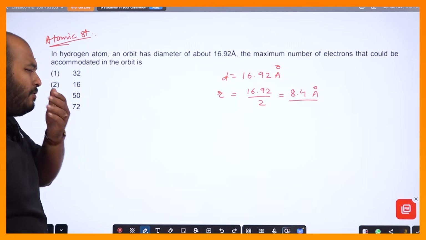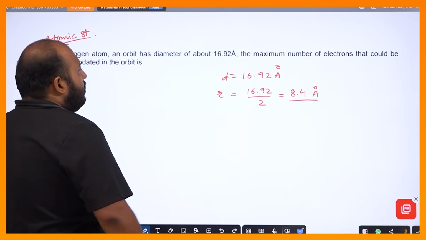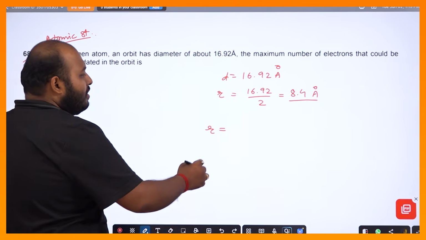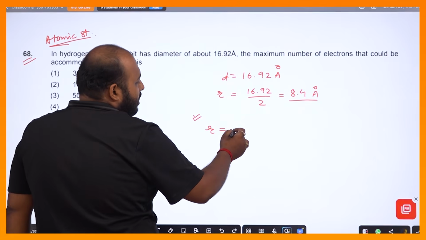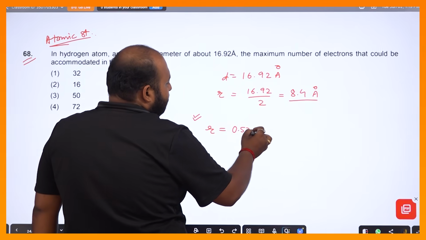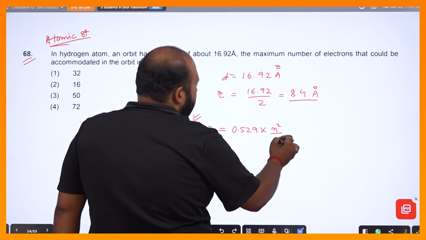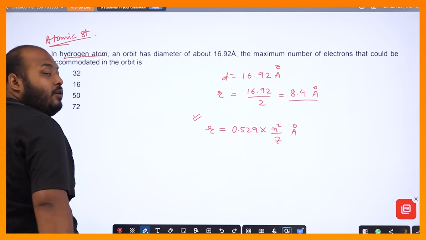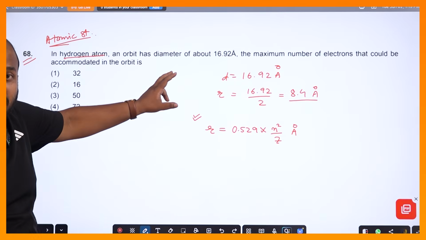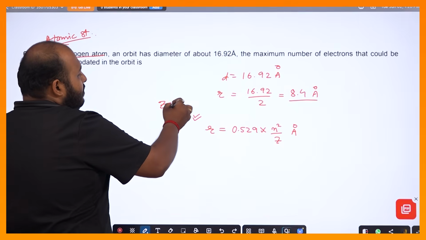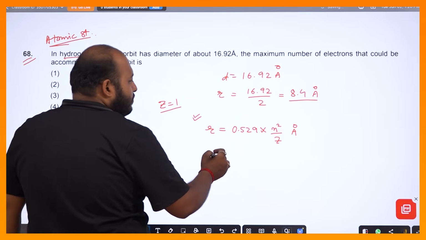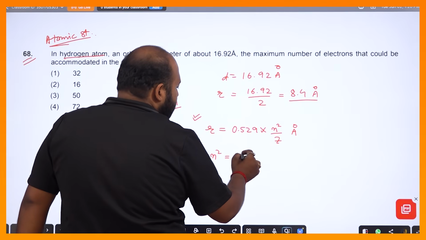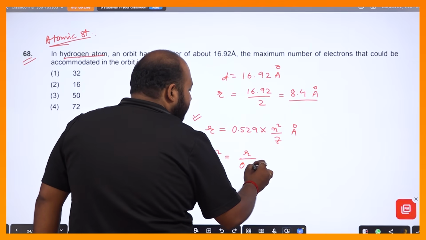So we know for Bohr's radius, the formula to calculate R will be R equals 0.529 into n square by Z, in angstrom. As this is given for the hydrogen atom, the atomic number will be 1. So we have to calculate the value of n in this case. So n square is equal to R by 0.529.